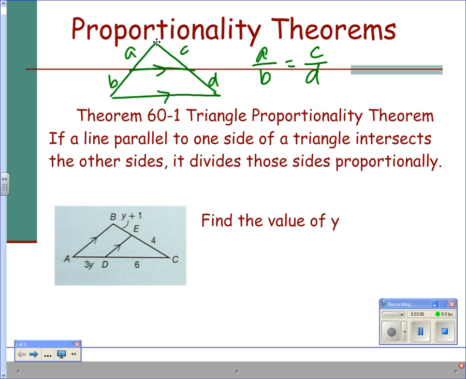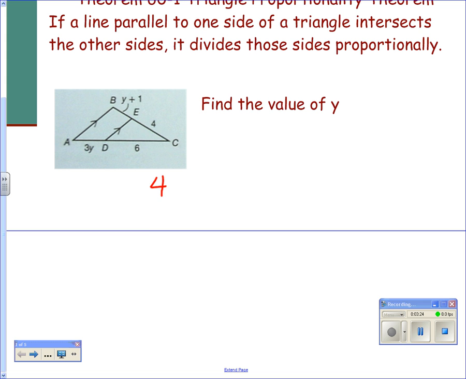So we want to find the value of y. Any ideas what we would set up? The proportions. What would we do for our proportion? Four over y plus 1. Do you agree with Bonnie? Yes?